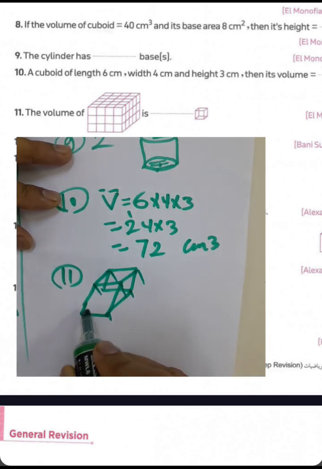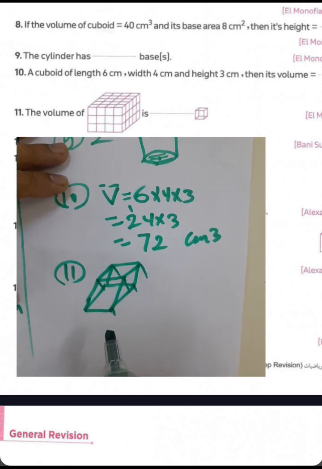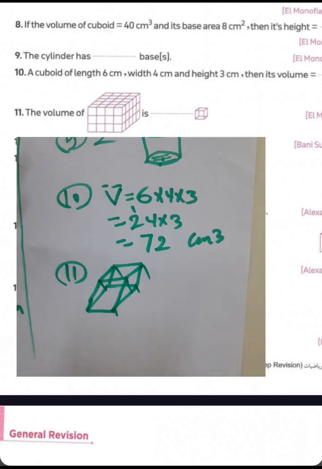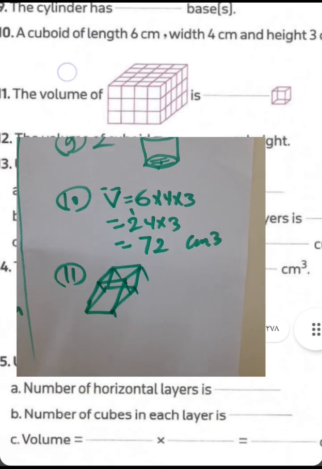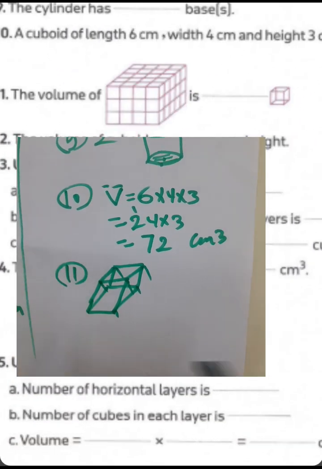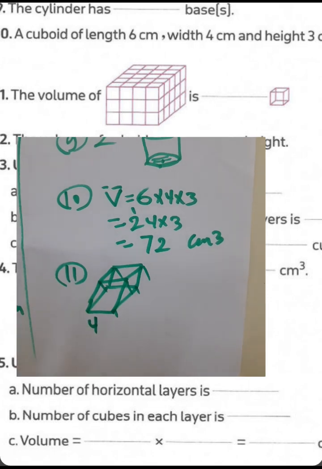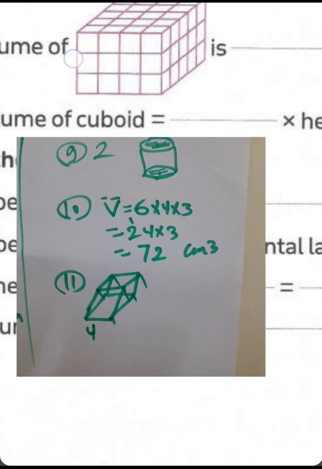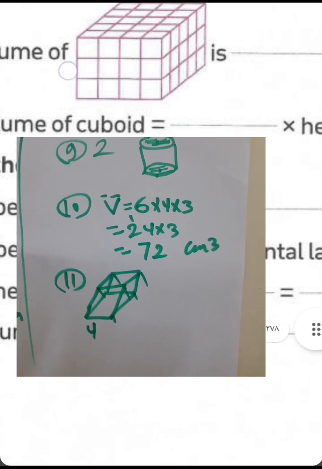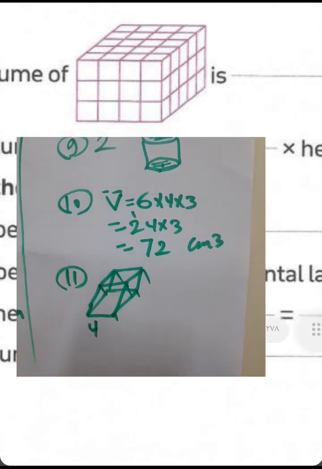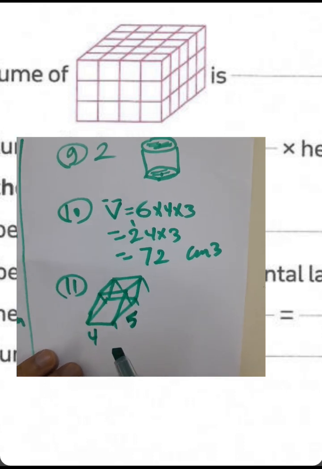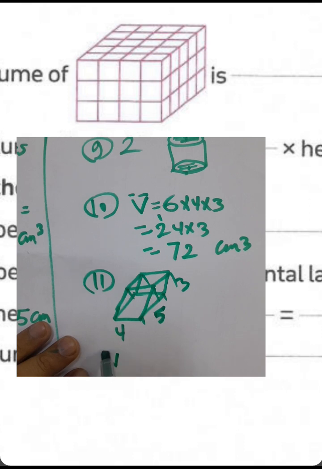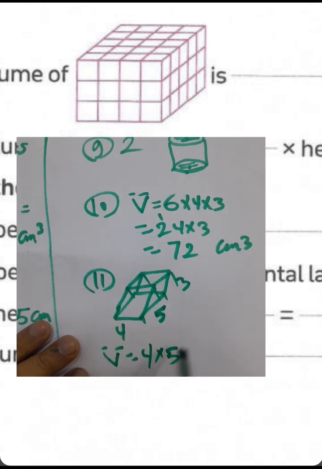Okay, you can draw this cuboid here like this. We have base and height. Count with me. Here in the base: 1, 2, 3, 4, four side lengths. And here: 1, 2, 3, 4, 5, five length units. And height 3: 1, 2, 3. Then the volume equals 4 times 5 times 3.